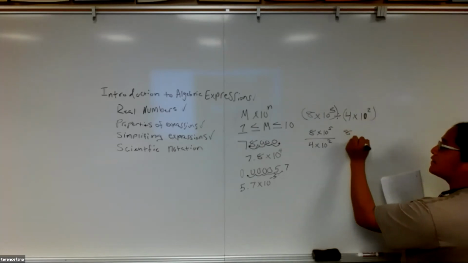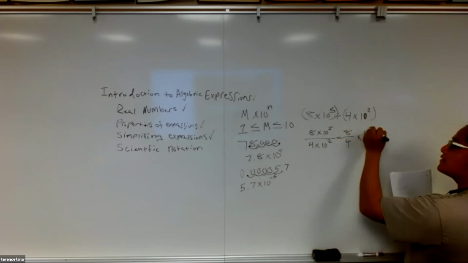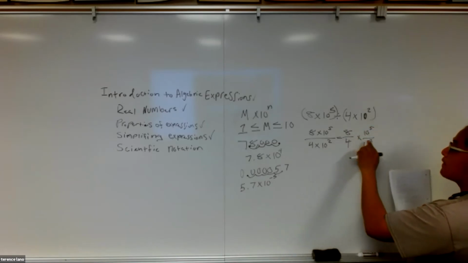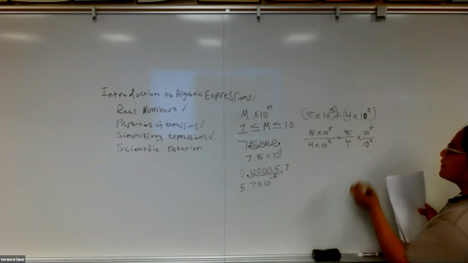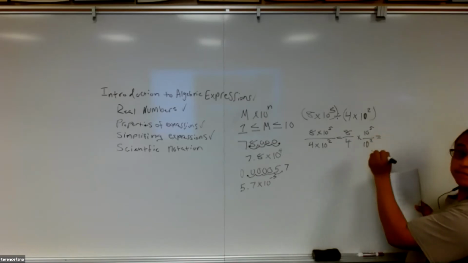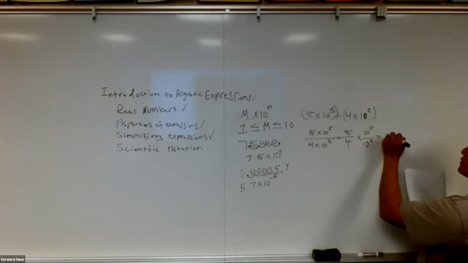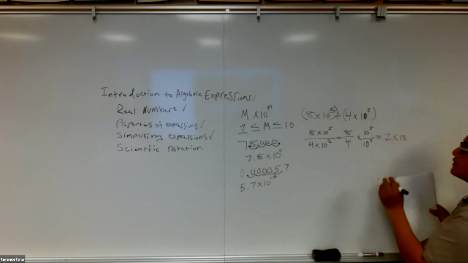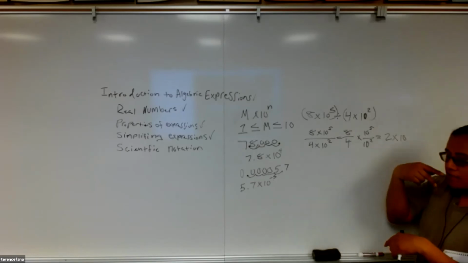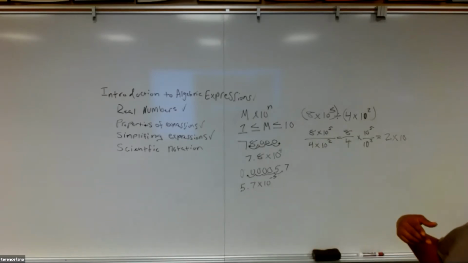What? 8 divided by 4 times 10 to the 5th divided by 10 squared. And this will equal 2 times 10. And when we're dividing our exponents, we're going to do the opposite of how we did the multiplication.